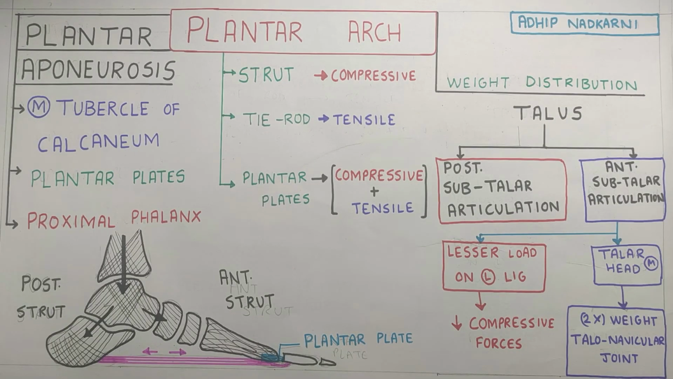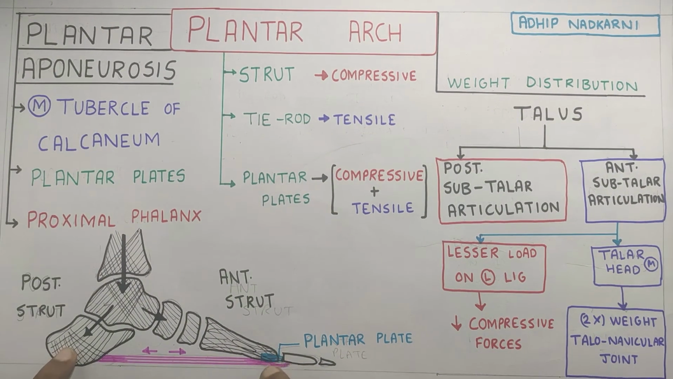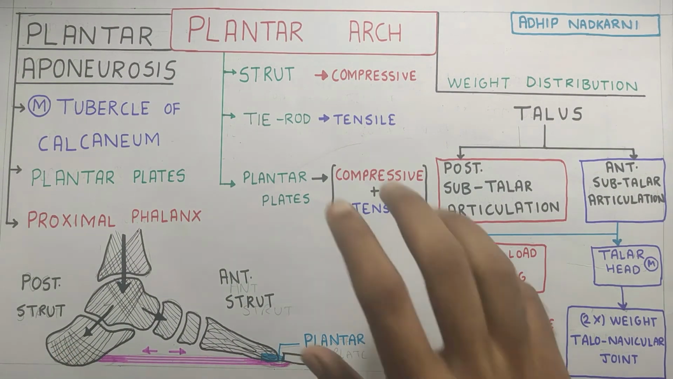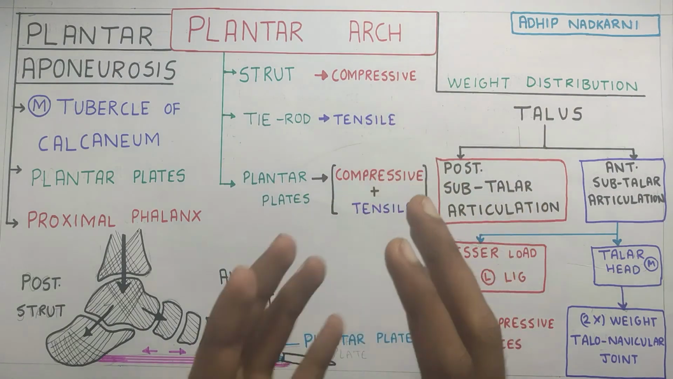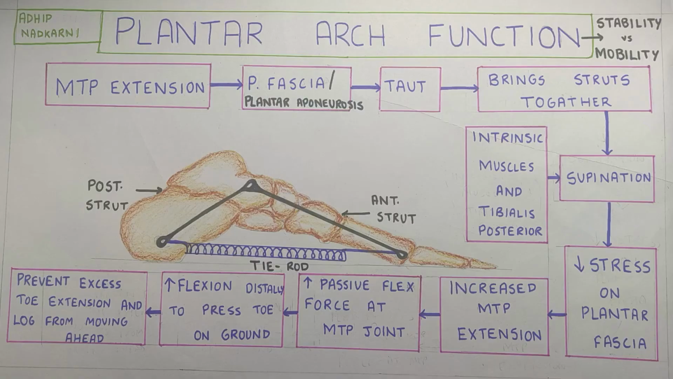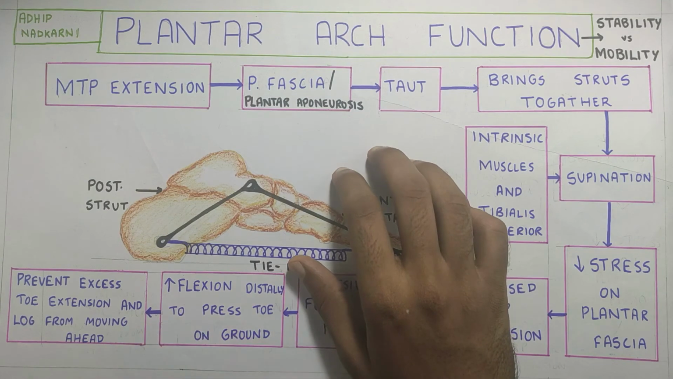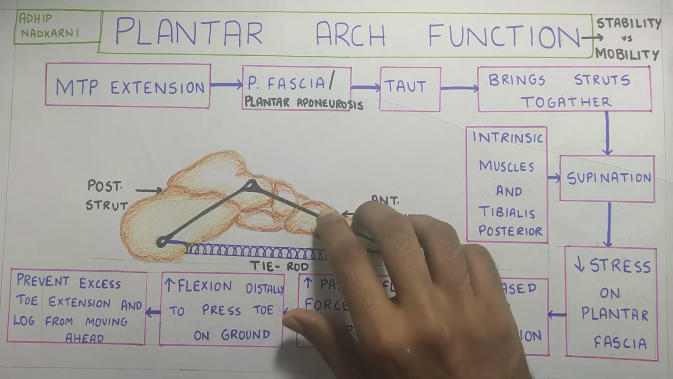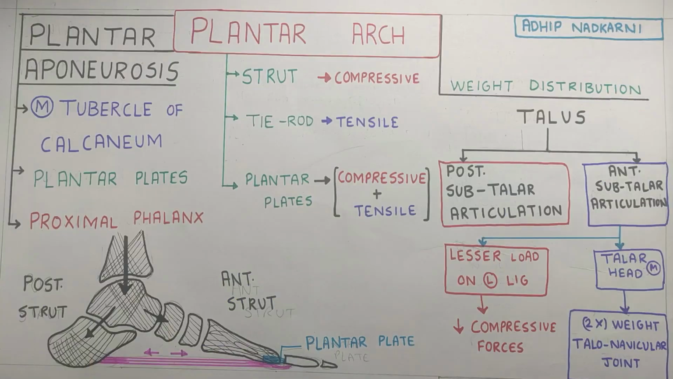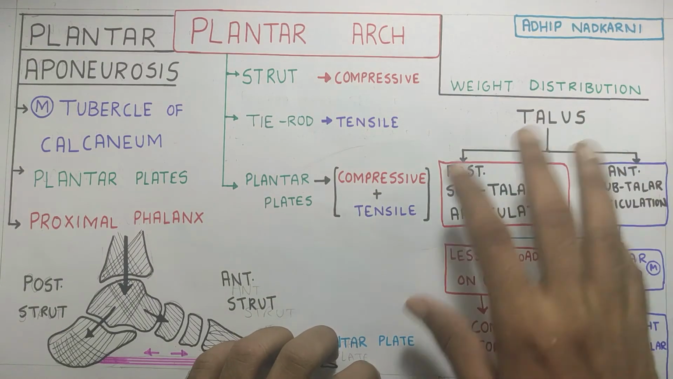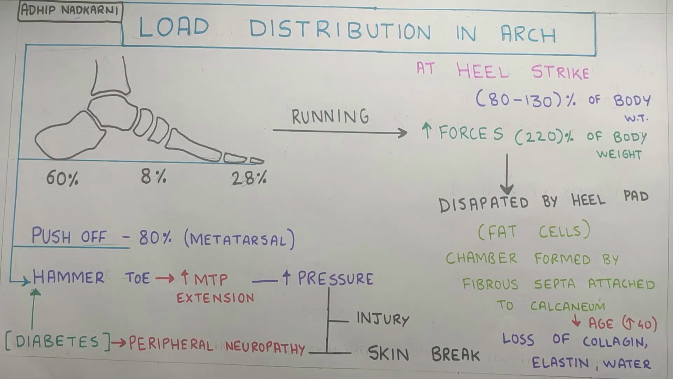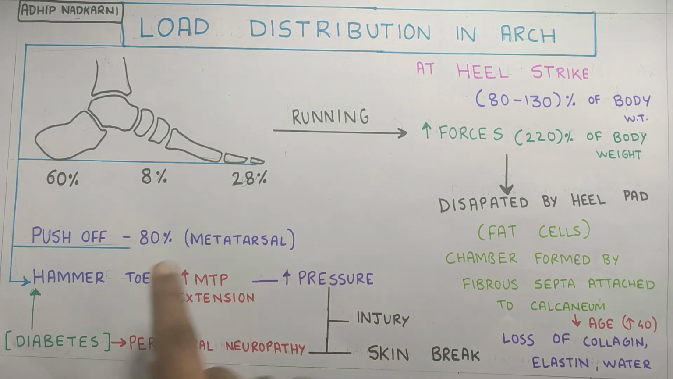Okay, now let's summarize the topic. We first talked about the plantar aponeurosis attachment to the calcaneum, plantar plate and the phalanges. Then we saw how there are compressive, tensile and combination forces over here. Then we saw the function of the plantar arches, that is how it provides stability and mobility with the windlass mechanism. Then we finally saw the weight distribution, how it occurs in the foot. We also saw how 80% of the force is transmitted at the metatarsal, and this increases during hammer toe and causes a vicious cycle in case of diabetes, causing the skin to break.